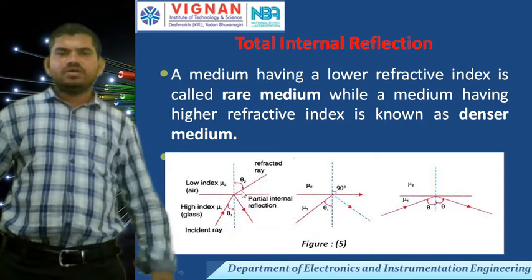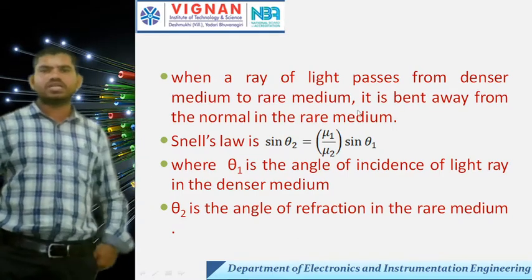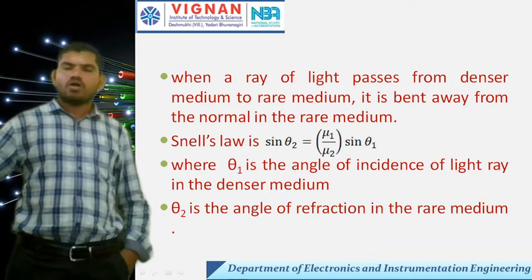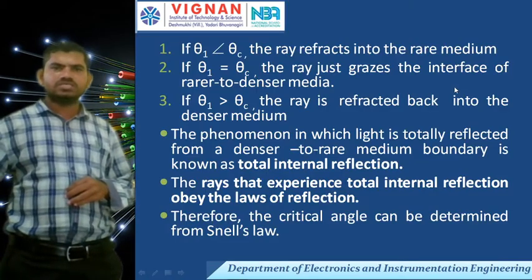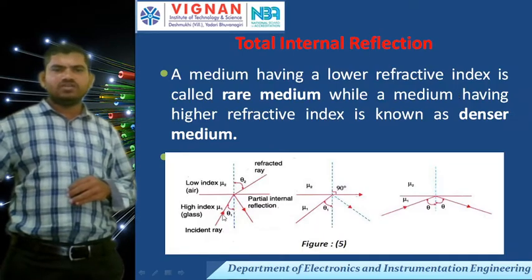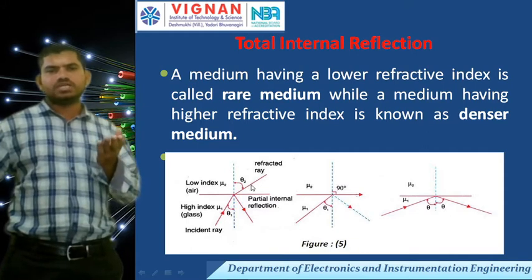Okay? Here, first case. When a ray of light passes from the denser medium to the rarer medium, it is bent away from the normal in the rarer medium according to Snell's law. What is Snell's law? From this, we have to write Snell's law: n1 sin theta 1 is equal to n2 sin theta 2, or n1 sin theta i is equal to n2 sin theta 2. Here n1 means mu1, so mu1 sin theta i is equal to mu2 sin theta r.